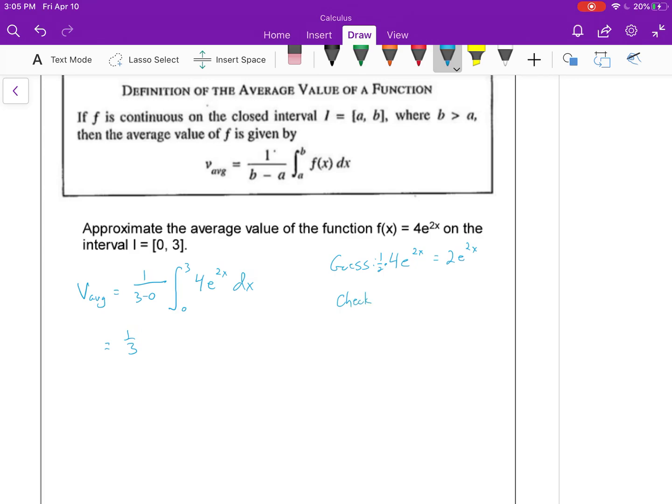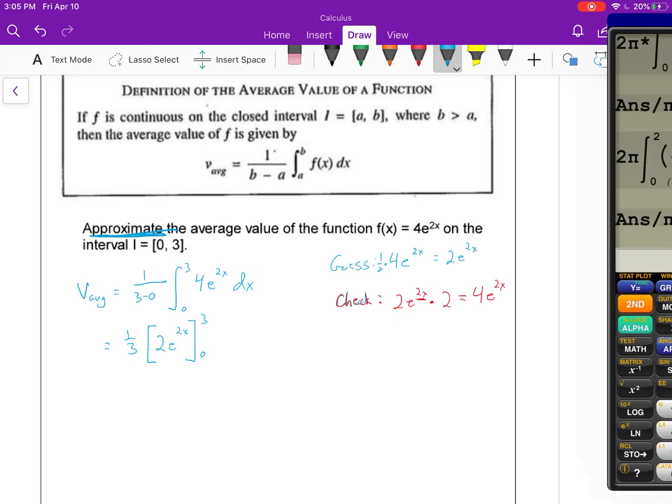Let's check it. So check by taking the derivative. Derivative is going to be, let's put it in red so we don't get mixed up here. So this is our check. This is 2e to the 2x. Using the chain rule, we want to take times the derivative of 2x, which is 2, which gives us 4 times e to the 2x, and that is what we wanted. So down here, we can plug in that the integral is 2e to the 2x, evaluated from 0 to 3, and we could plug in and find those values.